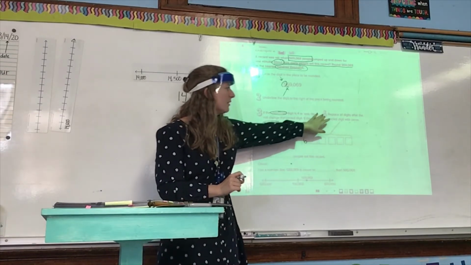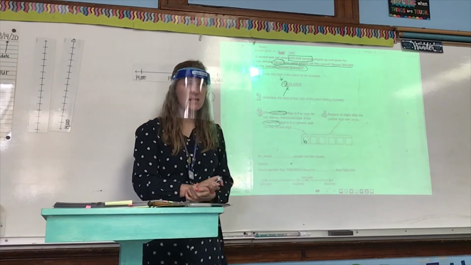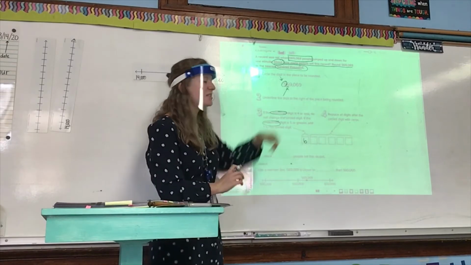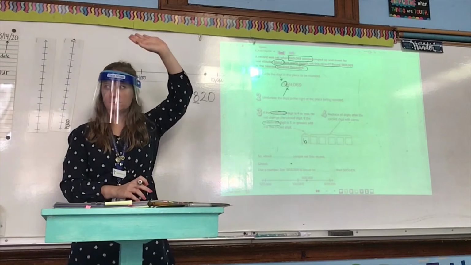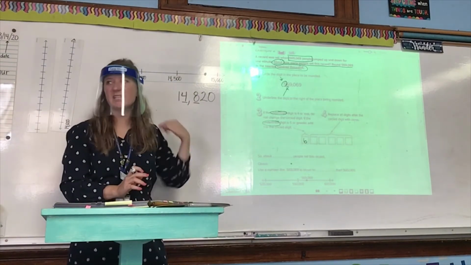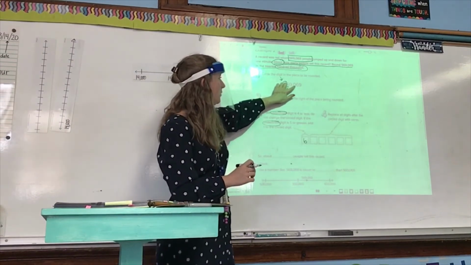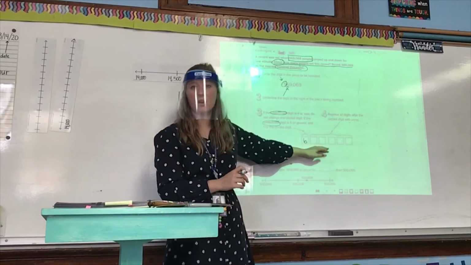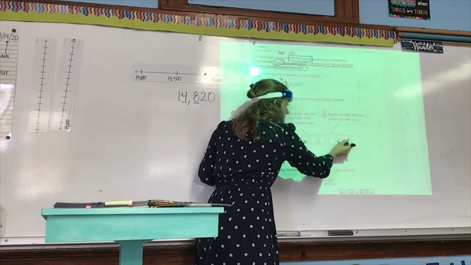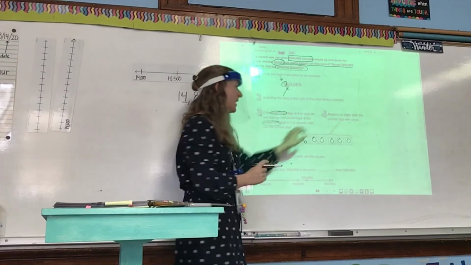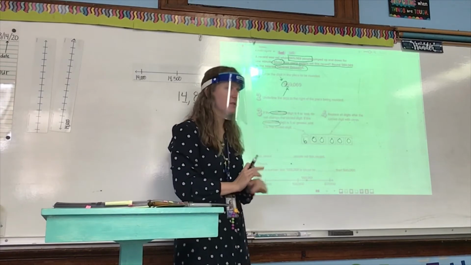Now look at step 4. Replace all digits after the circle digit with zeros. How many digits come after the circle digit in our number 569,069? Victoria? How many digits come after the circle digit? 5. 1, 2, 3, 4, 5. So that means our estimated rounded answer is going to have 5 zeros at the end. Because all digits after the circle digit, once we've rounded, become zeros.